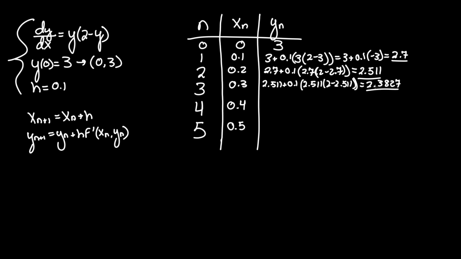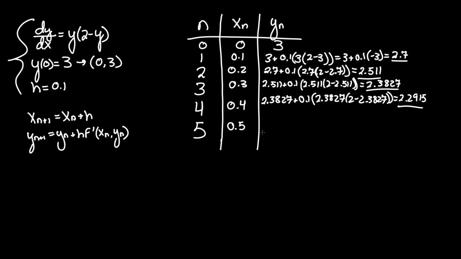And now we take this value, y of 3, to find y of 4, where y of 4 equals 2.3827 plus 0.1 times dy/dx, which is 2.3827, the previous value of y, times (2 minus 2.3827), giving you 2.2915.